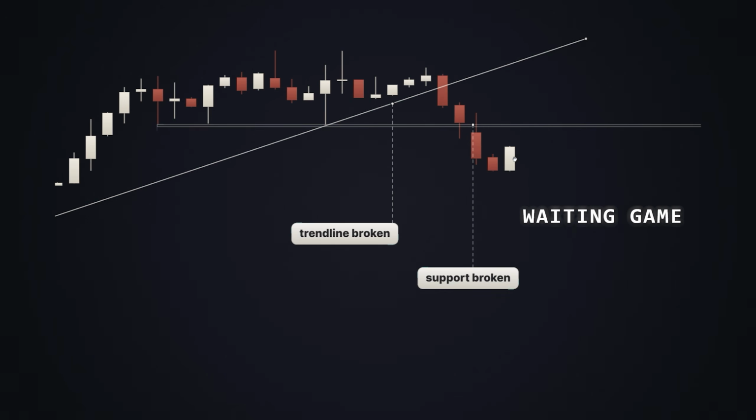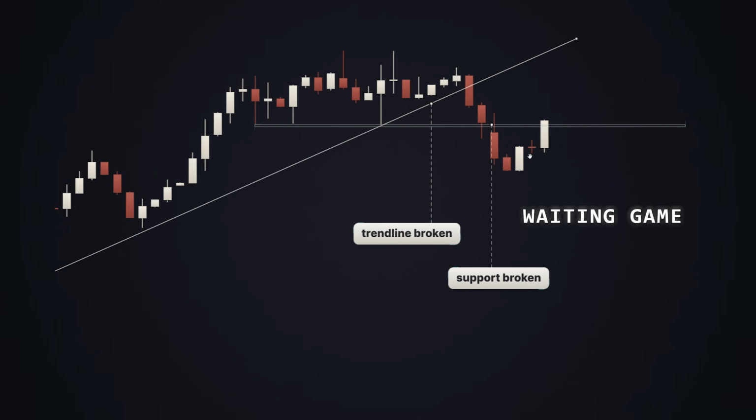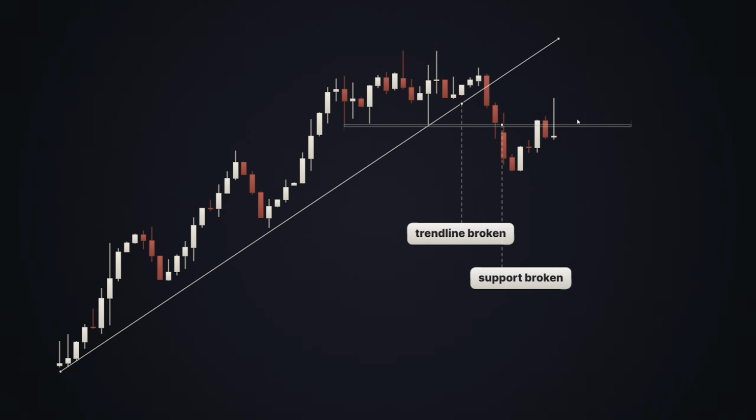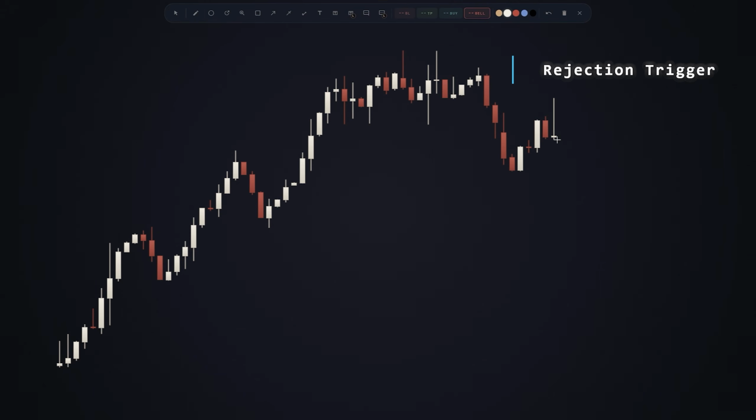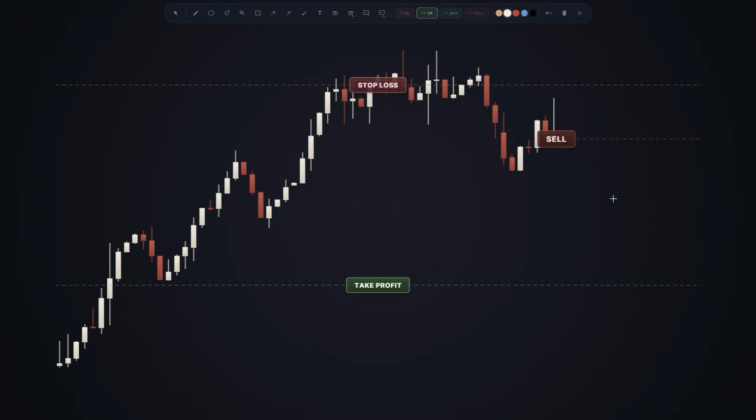But this is a waiting game. And look, this candle touches the broken support from below, and it leaves an upper wick, then closes back down. That rejection is the trigger. I enter short right after. Stop goes above the retest wick. First target sits near the next structural low, which gives me a 3-hour trade.